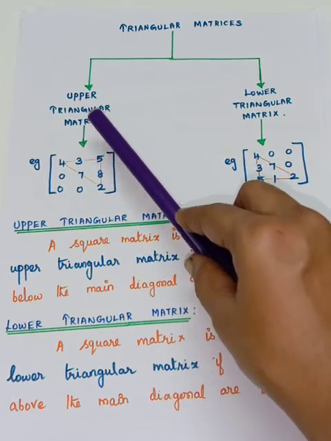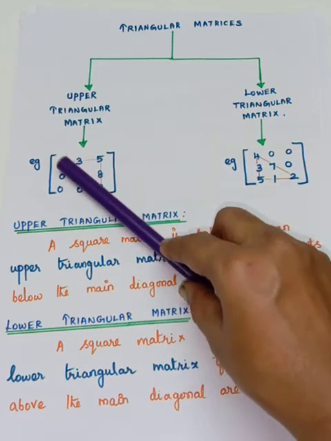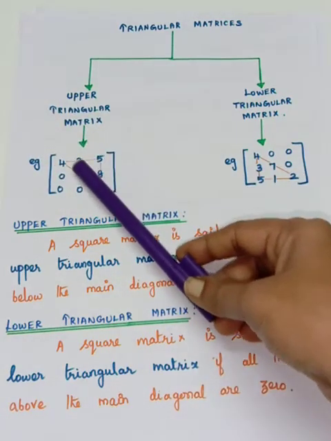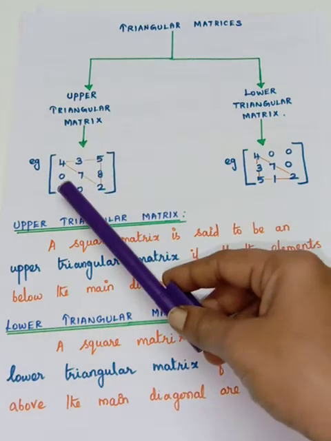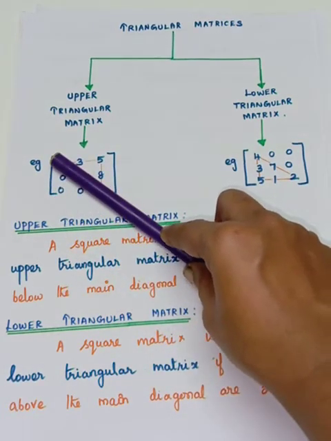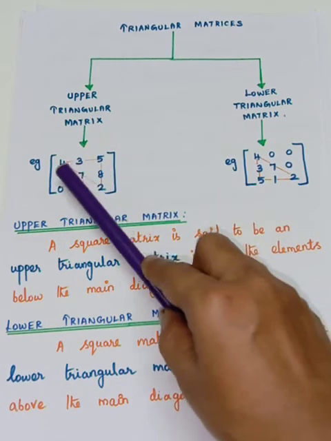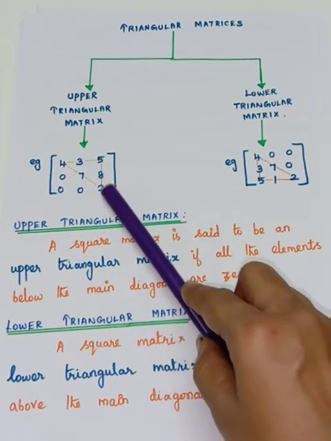You see, upper triangular means the entries above the diagonal, there should be some entries, but all the entries below the diagonal are 0. That is called an upper triangular matrix. You see that above the diagonal you will have some triangle.